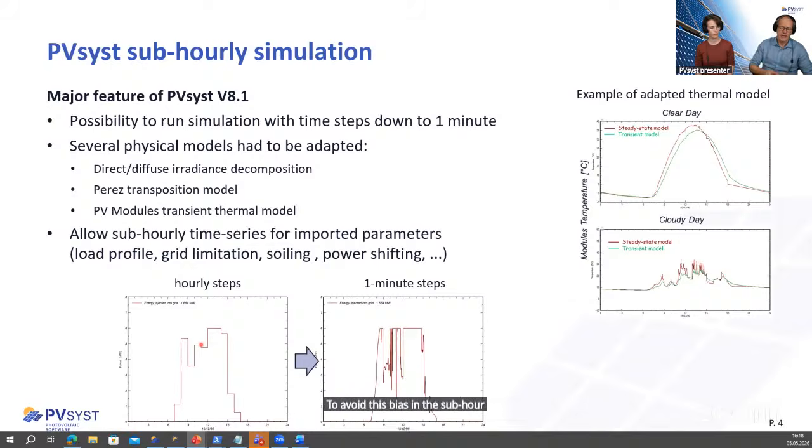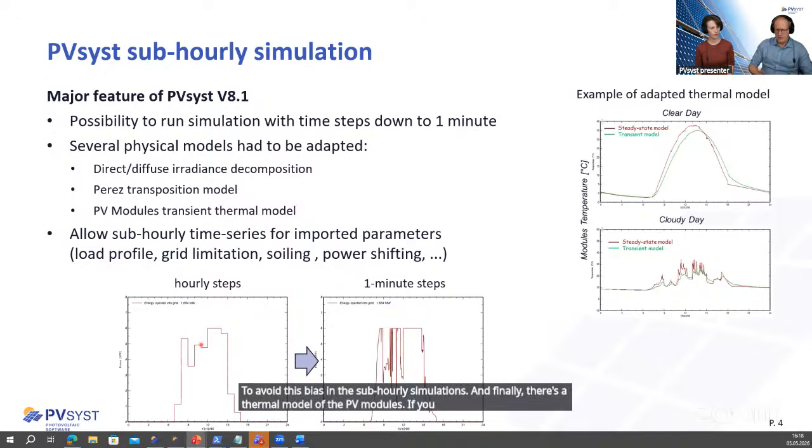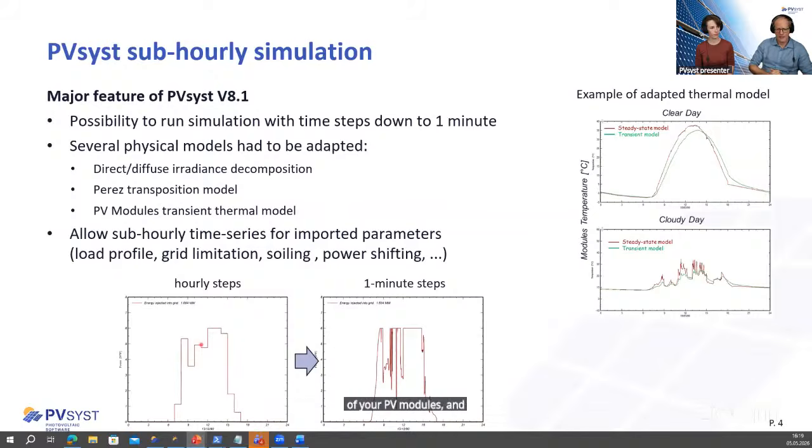And finally, there's a thermal model of the PV modules. If you make hourly simulations, you can admit that you can use an average temperature, a stationary temperature for the whole hour. But if you go down to the minute scale, you have to take into account the thermal inertia of your PV modules. And this was also put in.